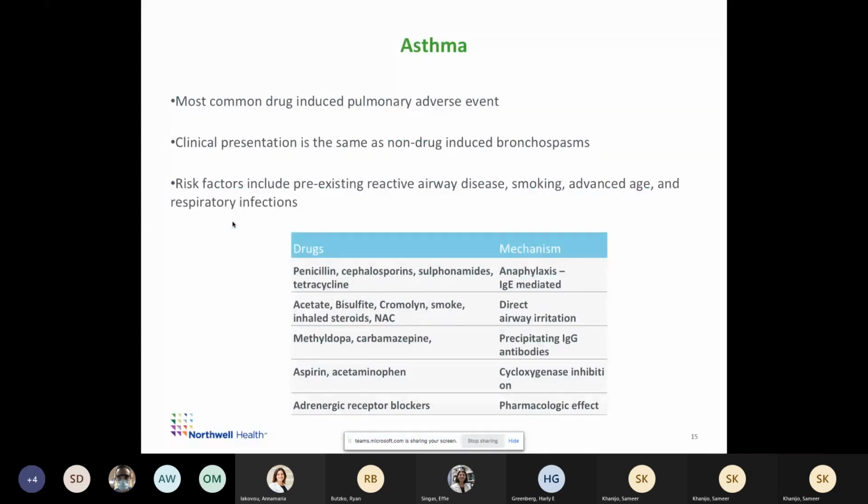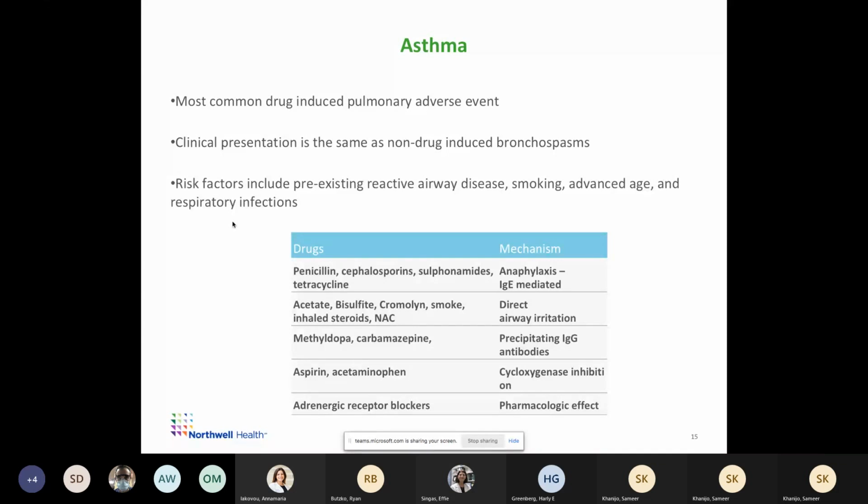Asthma is the most common drug-induced pulmonary adverse event. Its clinical presentation is asthma, so it doesn't need much more definition than that. And it's worse in people with pre-existing reactive airway disease, smoking, advanced stage. There are a number of different medications that cause asthma-like symptoms, and they're thought to have different mechanisms. So cephalosporins are thought to cause anaphylaxis, which is IgE-mediated. Cromolyn, NAC, and inhaled steroids may cause some direct airway irritation, which is interesting because inhaled steroids are part of our asthma treatment.